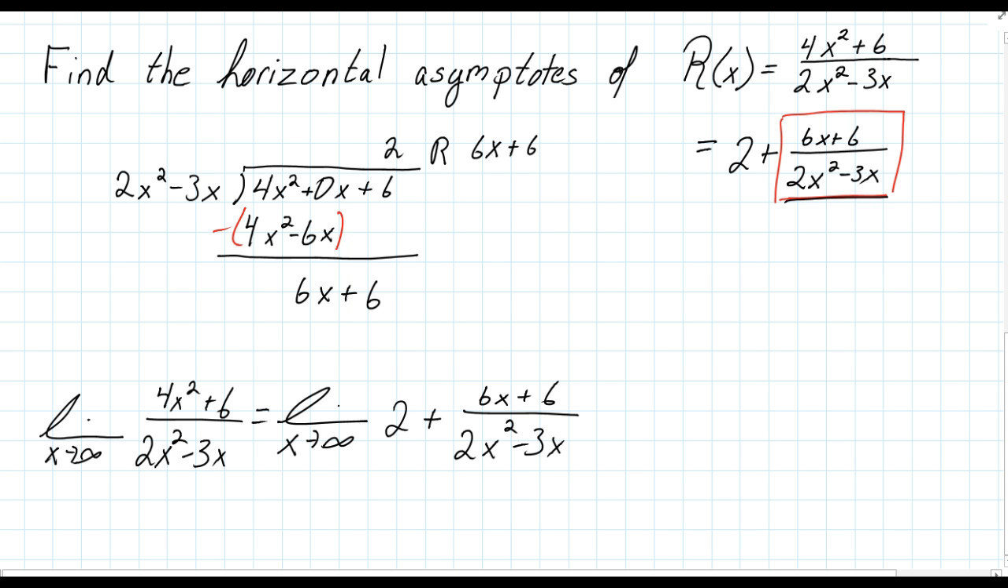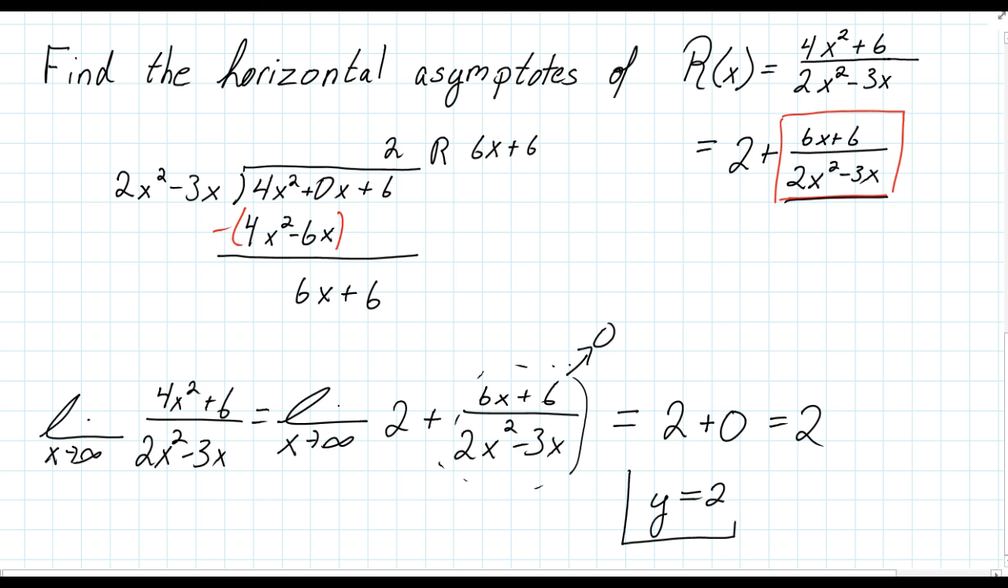And now we said that this part is already going to 0. We showed that last time because the degree of the numerator is 1 and the degree of the denominator is 2. So this whole thing is just going to 2 plus 0, which equals 2. So my horizontal asymptote is the line y equals 2.